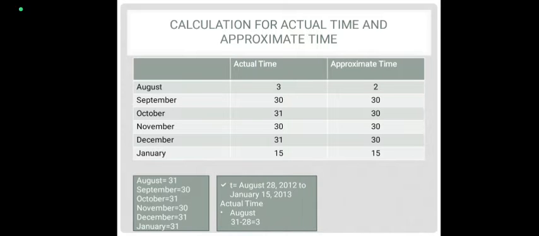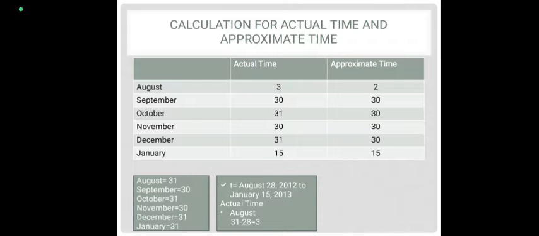To get the actual time of August, we need to subtract 28 from 31 days because Marjorie lent the money on August 28, so we have 3 days in actual time. And in September, we have 30 days. October, we have 31. November, we have 30. December, we have 31. And January, we have 15 actual days. So we will solve that later.